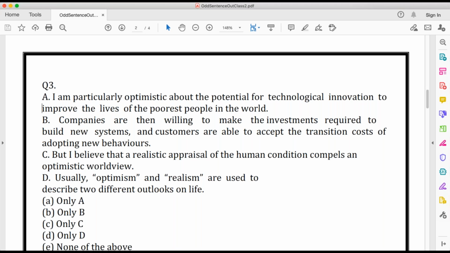I am particularly optimistic about the potential for technological innovation to improve the lives of the poorest people in the world. Companies are then willing to make the investments to build the new systems, and customers are able to accept the transition to adopt the new behaviors, but I believe that a realistic appraisal of the human condition compels an optimistic worldview. Usually, optimism and realism are used to describe two different outlooks on life.